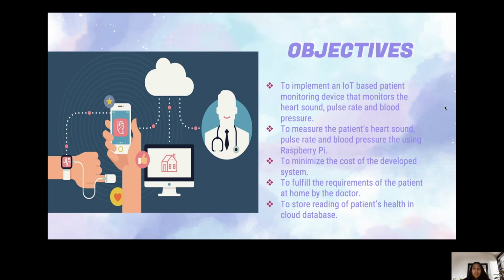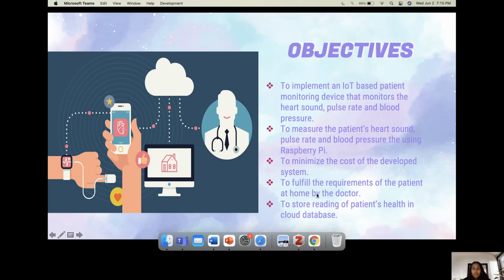These are my objectives: to implement an IoT-based patient monitoring device that monitors the heart sound, pulse rate, and blood pressure, to measure the patient's heart sound, pulse rate, and blood pressure using Raspberry Pi, to minimize the cost of the developed system, to fulfill the requirements of the patient at home by the doctor, and to store the readings of the patient's health in the cloud database.